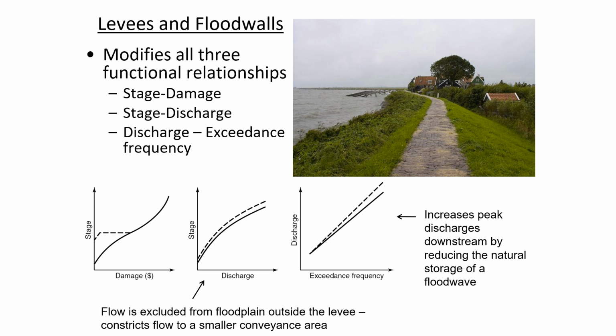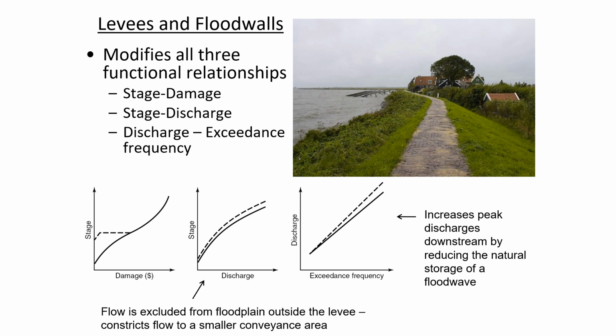I'm going to ask you a question. I'm going to say, here's the existing diagram. Tell me how this certain structural measure changes the relationship between exceedance frequency and ultimately the damage that could occur. So you have to be able to reproduce these sketches. So how does a levee or a flood wall work? Let's start with the hydrology.